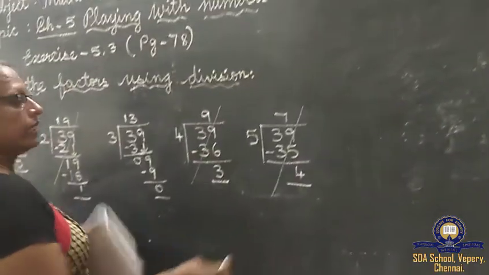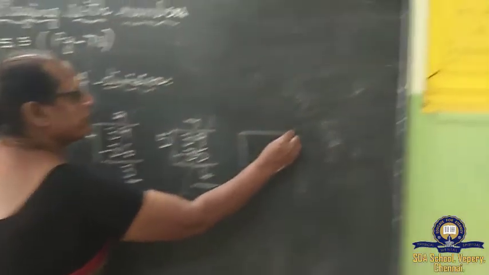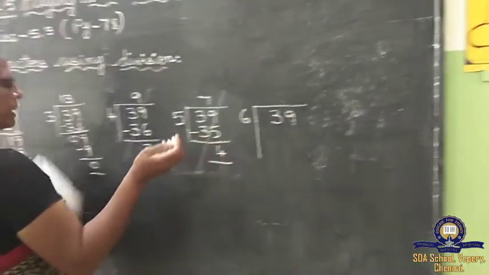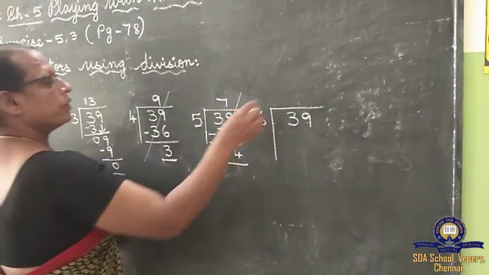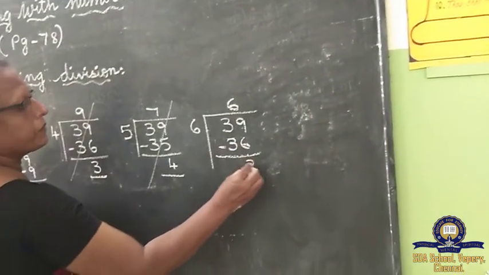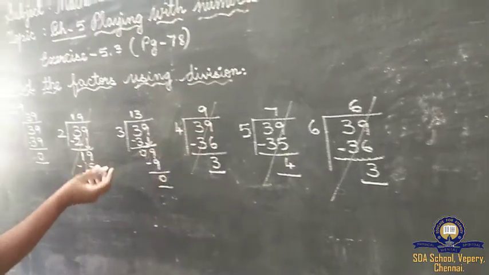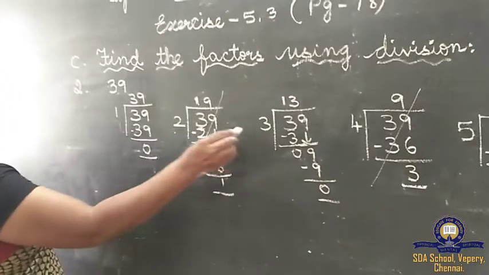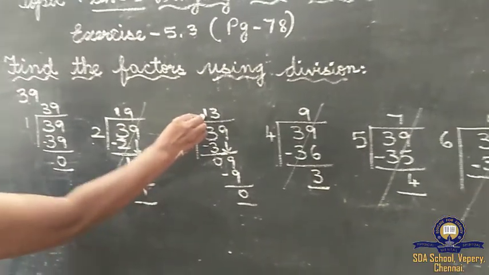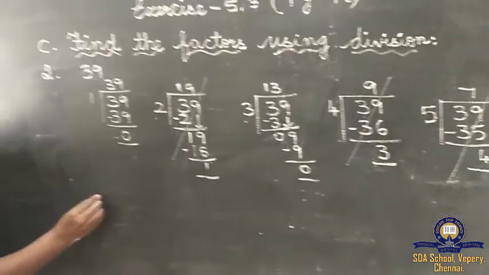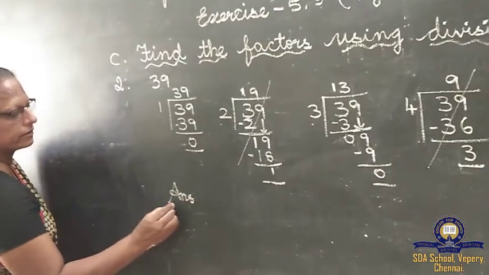So just one more number, you can write 39 in the 6th table. So what will come, children? Does it go? No, 6 6s are 36. So what's the remainder? So this also doesn't go. So hereafter it doesn't go. So in which tables does it go, children? 1, 3, 13 and 39. It goes in only 4 tables, isn't it?